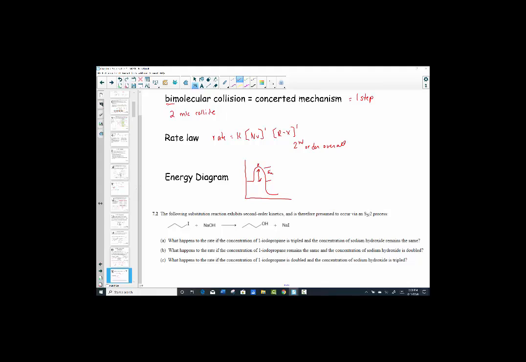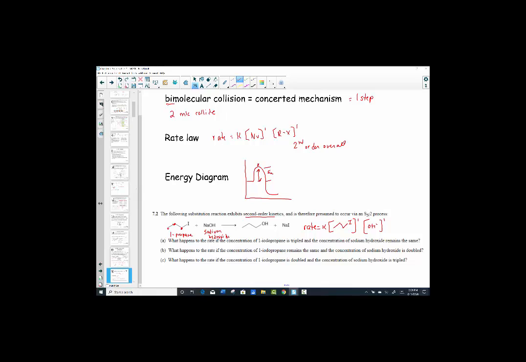The following reaction is second order kinetics. So that rate law means rate is equal to K times the concentration of 1-iodopropane, first order, times the concentration of sodium hydroxide, which sodium we know to be a spectator, so it's really not involved in the reaction, and that would be first order. So that's what we mean by second order kinetics. It's first order with respect to the alkyl halide, first order with respect to the nucleophile, and second order overall.